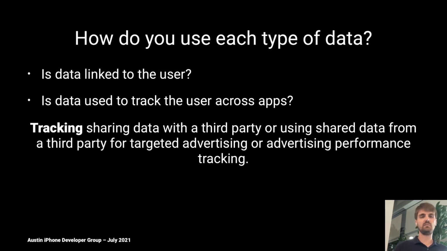And then there's the question of whether you're using the data to track the user across apps. And for that, they've got a definition too. So tracking is sharing data with a third party or using shared data from a third party for targeted advertising or advertising performance tracking. So tracking always has to do with advertising. So either you're sharing the data with a broker so that they can use it for showing advertising in another app or on a website, or you're using it to show ads in your own app, or there was an ad somewhere and someone clicked on it and they're in your app now and you're tracking that they came from that ad. All those things are tracking.